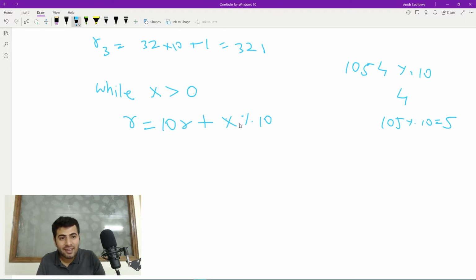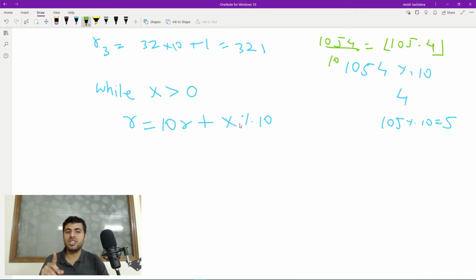So let us say that x is currently 1054. Let me just write this down here. 1054 divided by 10 is 105.4. If we take the floor, so floor is a function in mathematics which returns the same integer or the lowest integer or the least smallest integer. So for 105.4, the smallest integer less than 105.4 is 105. This will be equal to, let me just write this down over here, 105.